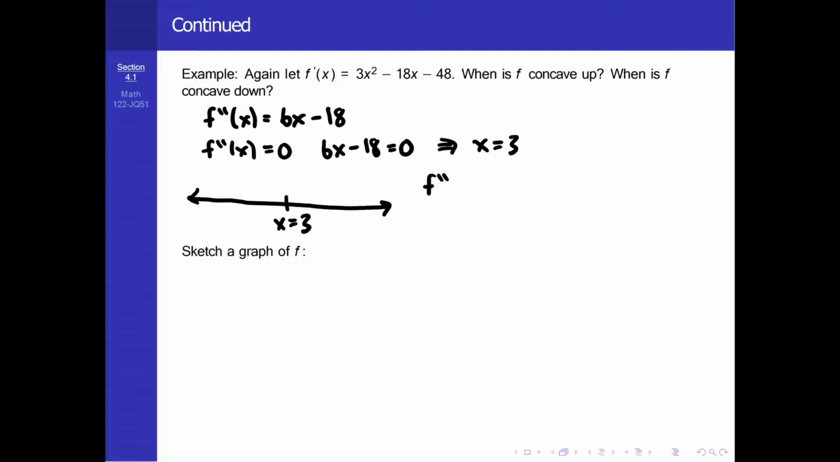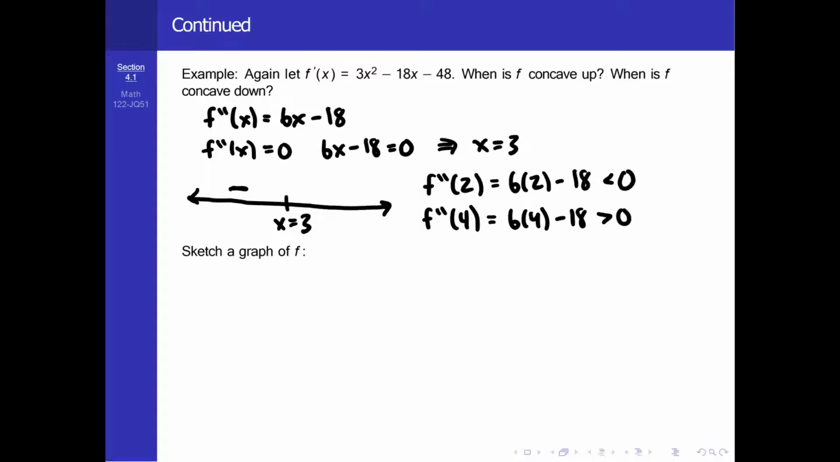So we'll take f double prime of 2. This will give us a point to the left of x equals 3. And if we plug this in, we get 6 times 2 minus 18. This is less than 0. So the second derivative is going to be negative to the left of x equals 3. And now we'll take a test point to the right of x equals 3. So 4 will work here. And we get 6 times 4 minus 18. And this is going to be greater than 0. So the second derivative is positive to the right of x equals 3.